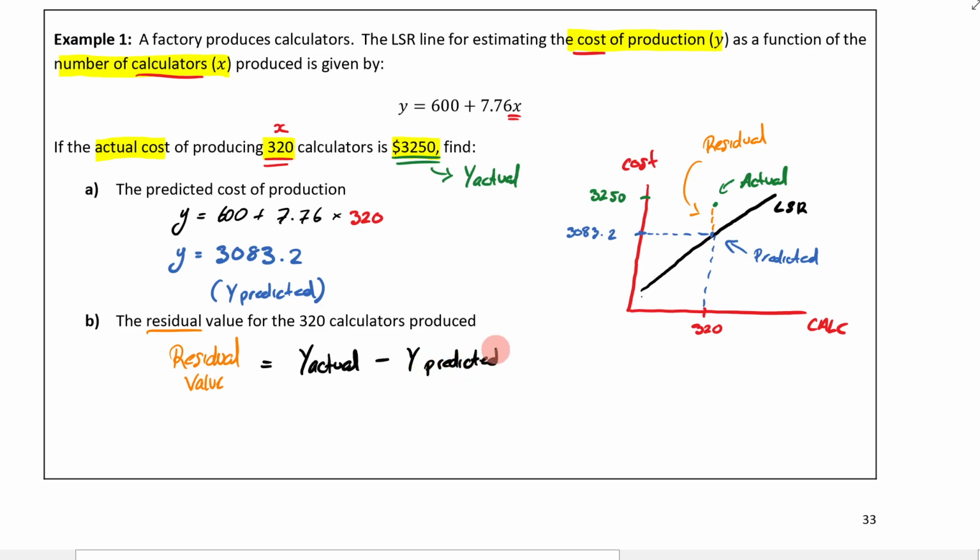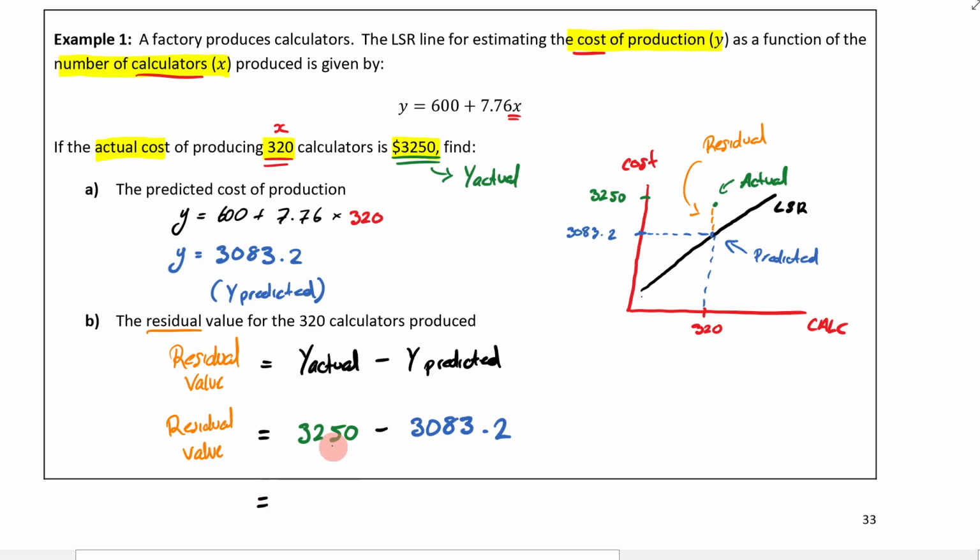That is all. So that means my residual value is going to be equal to, now the actual y value was 3,250, and then I'm going to subtract away from that the predicted, which was 3083. So there we go, this one right here, 3083.2.